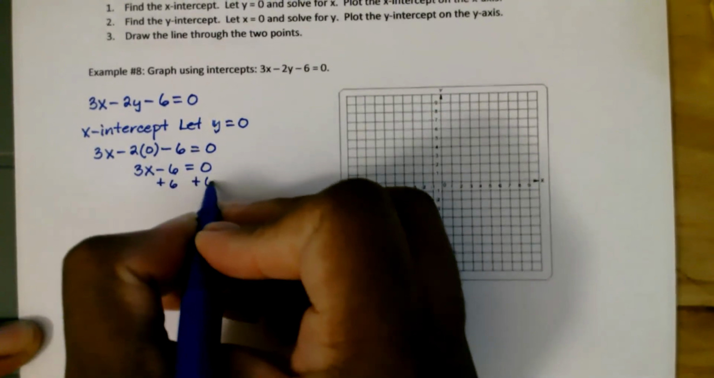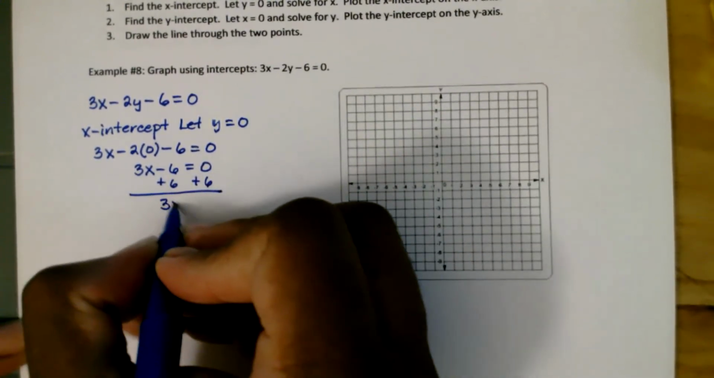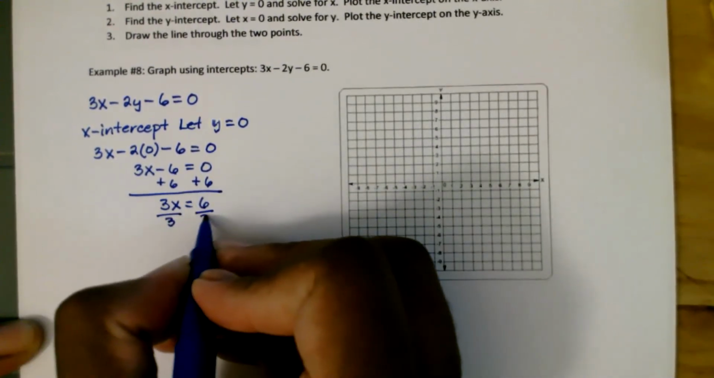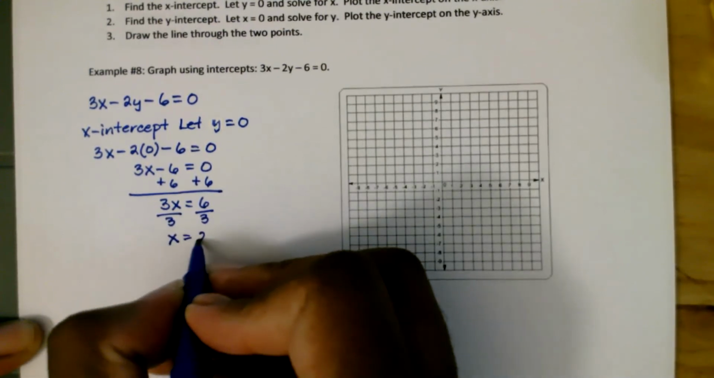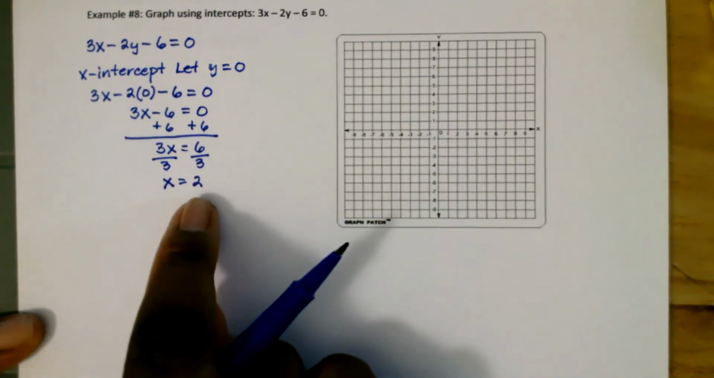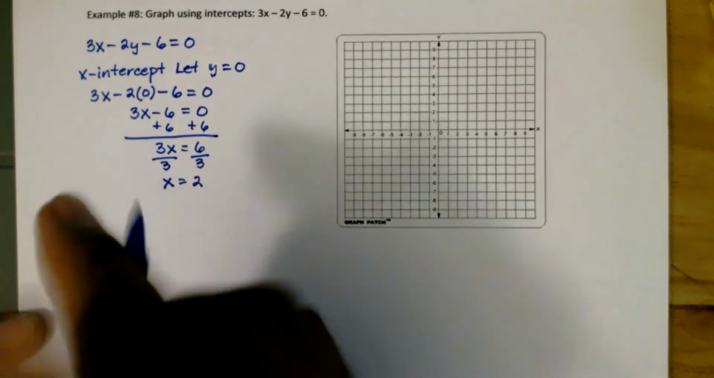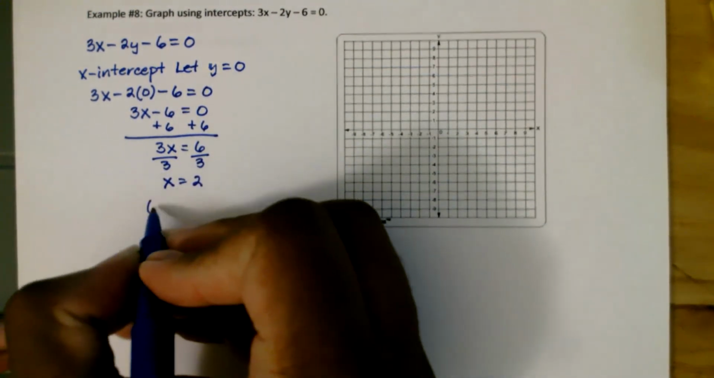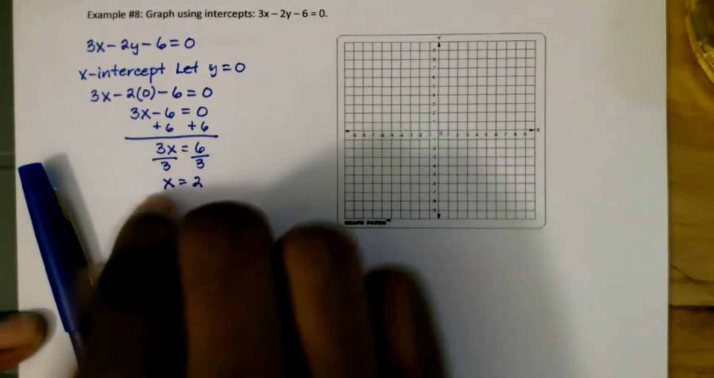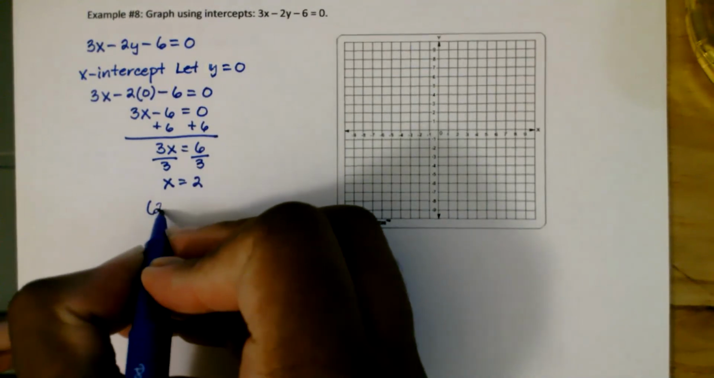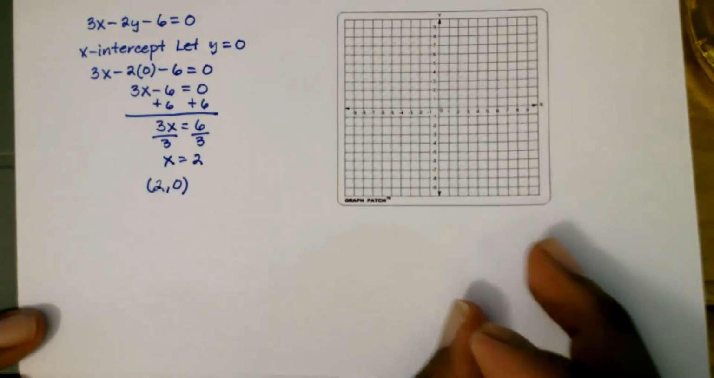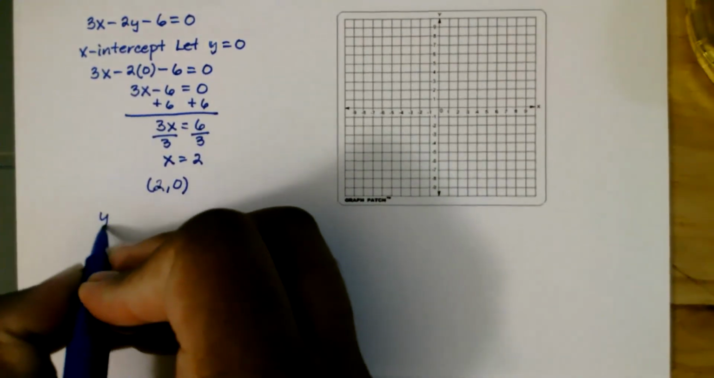And then we're going to solve the equation for x. So if I add 6 to both sides, that means 3x is equal to 6. And then divide both sides by 3. That would mean x is equal to 2. So x equals 2. That's going to be where the line would be crossing the x-axis. And the ordered pair for that x-intercept would be (2, 0). So that's my x-intercept. And now for the y-intercept.